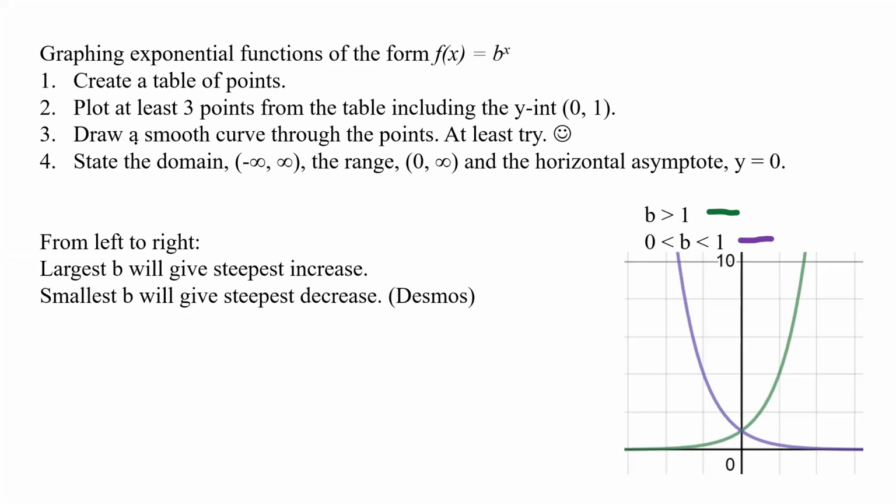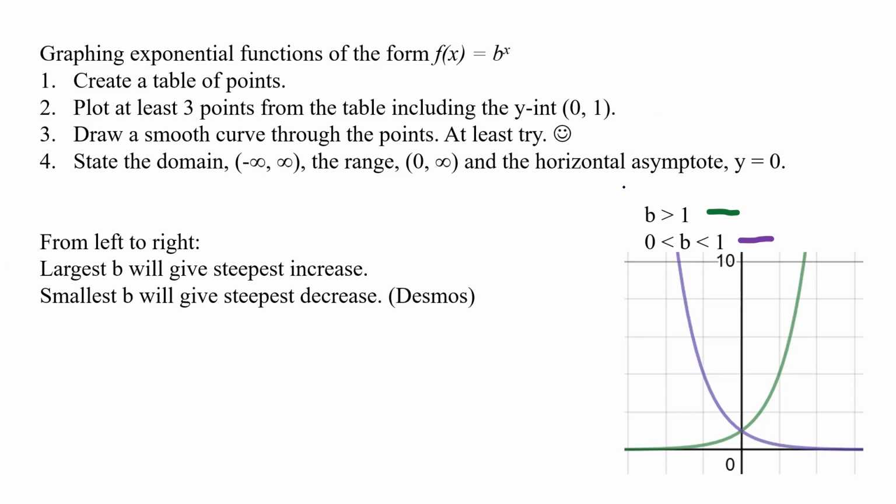Well, first I would create a table of points, and you need to plot at least 3 points from the table to get a nice, decent graph. And with b to the x, the y-intercept is going to be 0, 1. So that's going to be your first one. And then after that, you want to try to draw at least a smooth curve through the points. Now, if you're like me, you can't draw smooth curves, but at least try to draw one.